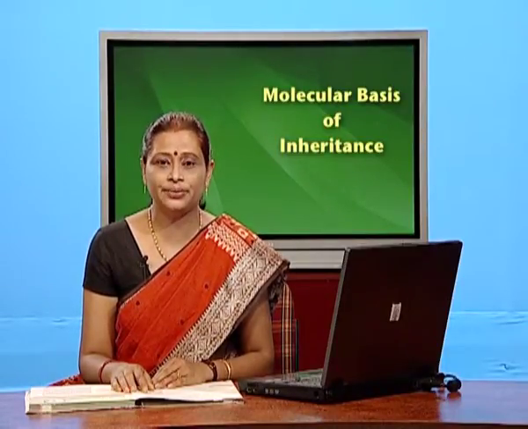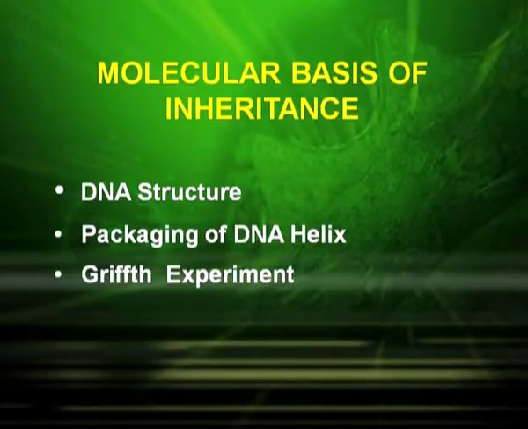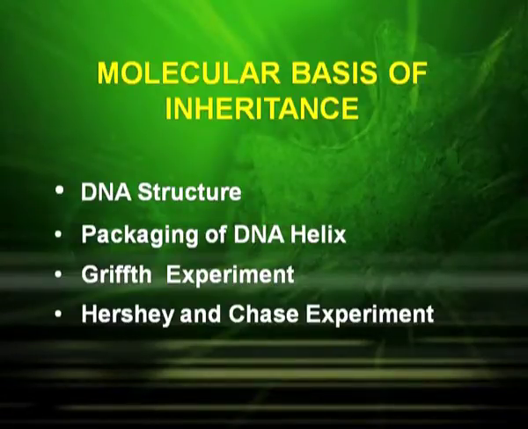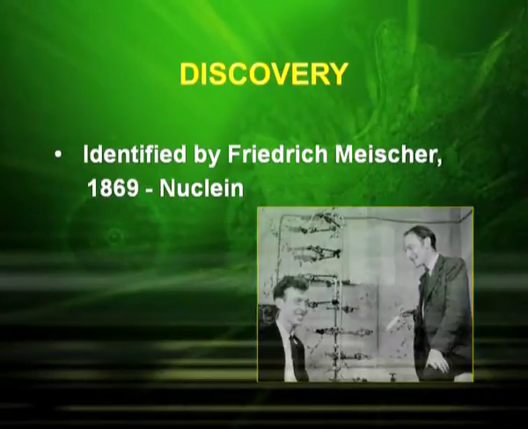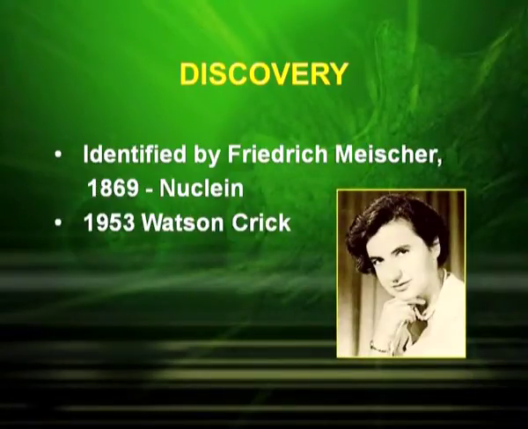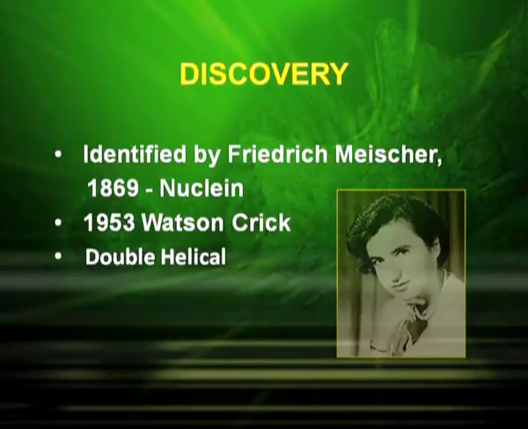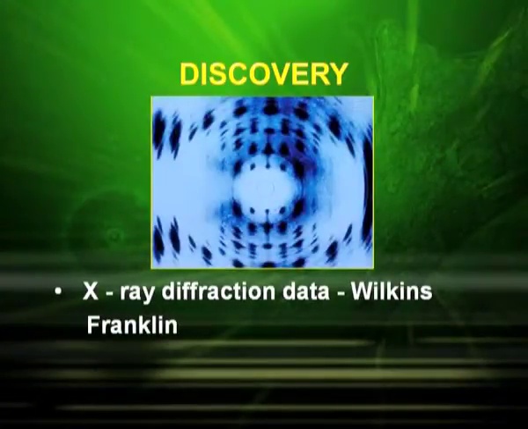The topics that we are going to discuss today are DNA structure, packaging of DNA helix, Griffith experiment, Hershey and Chase experiment. Now, let us first see how the DNA was discovered. Initially, it was identified by Friedrich Miescher in 1869 and he called it nuclein. In 1953, Watson and Crick discovered the double helical structure of DNA with the help of X-ray diffraction data, which was developed by Wilkins and Franklin.